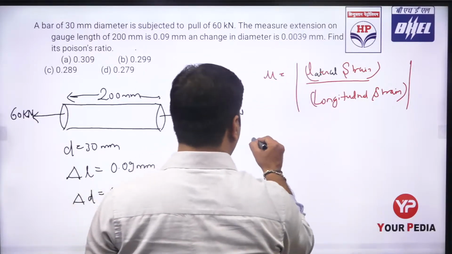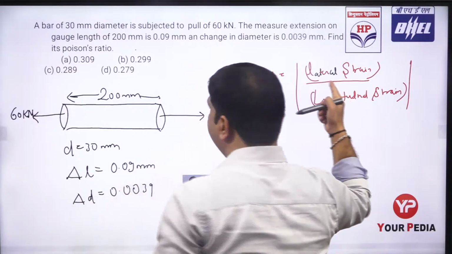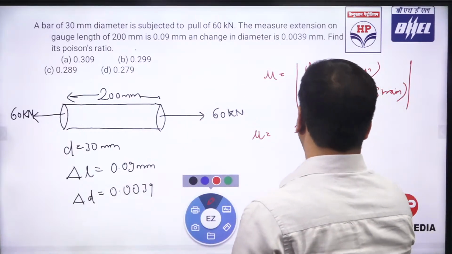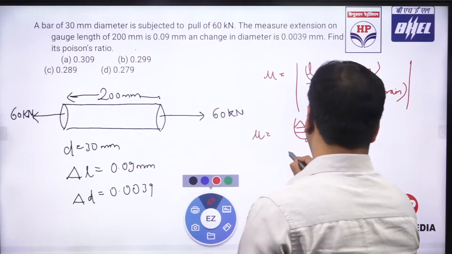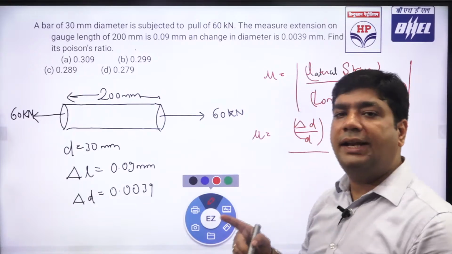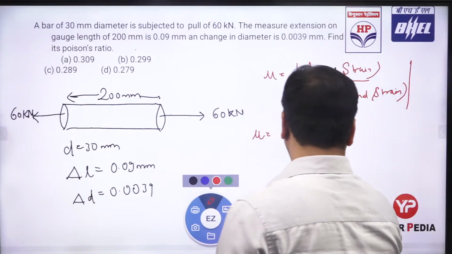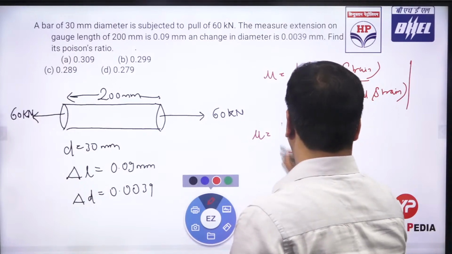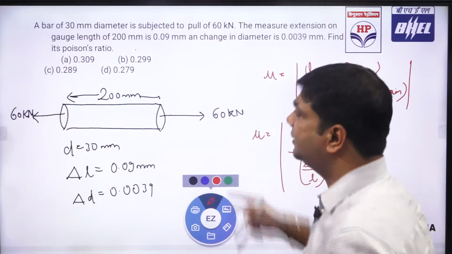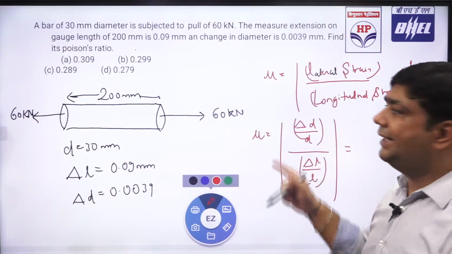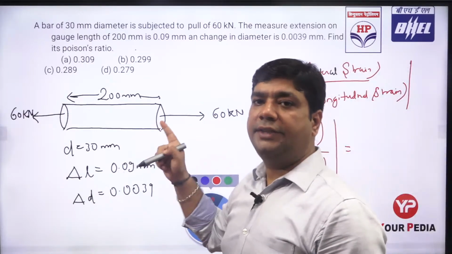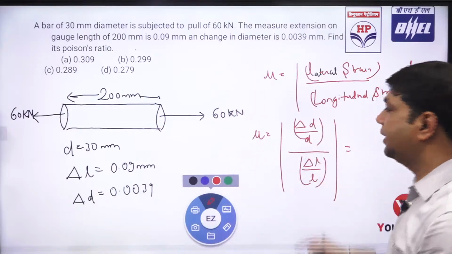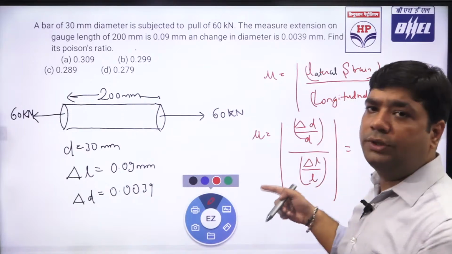Is this clear? So mu is the lateral strain, that is change in diameter upon original diameter, and longitudinal strain is along the length, so change in length upon original length, that is delta L upon L. Here this is not talking about the sign. If the length is going to increase, the diameter is automatically going to decrease, so the minus sign comes here, but I am taking the mod, so there is no need to take the sign.